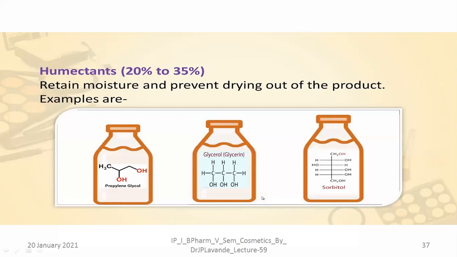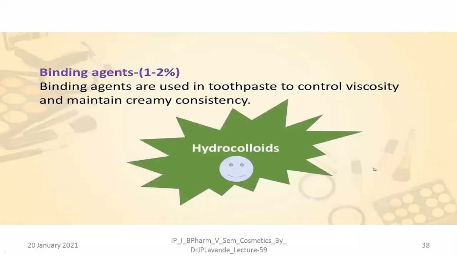Humectants are used to maintain humidity, retain moisture, and prevent drying out of the product. Generally they are added in 20 to 35% concentration. The most common humectants added in toothpaste are glycerin or glycerol, sorbitol, and polyethylene glycol or propylene glycol.